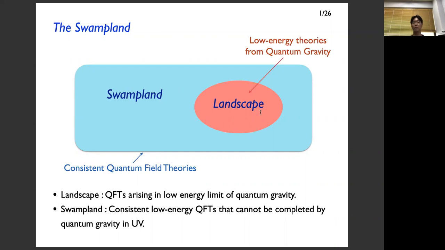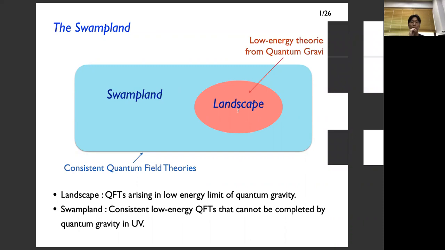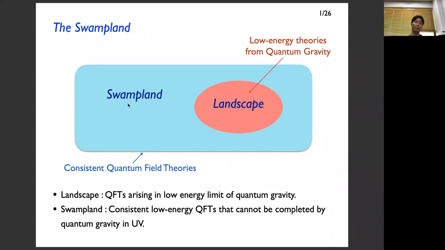But when you couple them to gravity, the situation is a bit different. Among these consistent quantum field theories, some of them can have UV completion in quantum gravity, such as string theory, and some of them don't. We call the collection of theories that can come from the low energy limit of a quantum gravity theory, such as string theory, the landscape. This is called the string landscape. On the other end, the space of the theories that cannot come from quantum gravity is called the Swampland. Outside the string landscape, we have a vast area of the Swampland that contains consistent quantum field theories as low energy theories, but having no UV completion in quantum gravity.